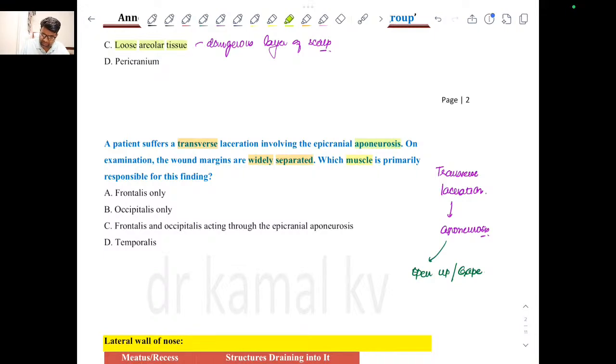Very good. So these are the two muscles, frontalis and occipitalis, which are acting through the epicranial aponeurosis, and therefore they are pulling the tissue in their direction, and therefore the wound is opening up, right? So this is how you need to remember the three important layers of the scalp: dense connective tissue, aponeurosis, and the loose areolar tissue. These are the questions which are usually framed from layers of scalp.